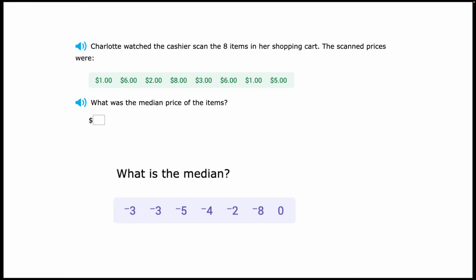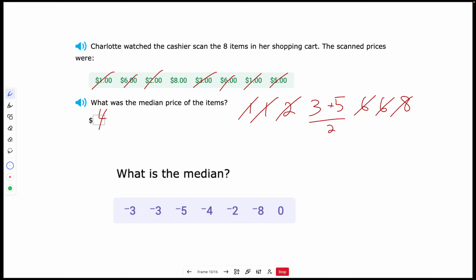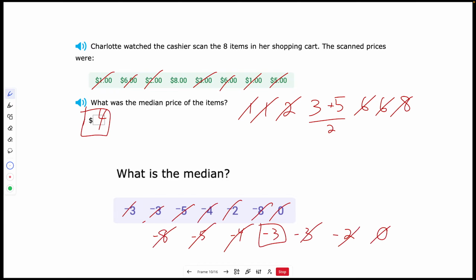Okay, now that you've had time to work these problems, let's check your solutions. For the first problem, here is the work. You should have ended up with an answer of $4. And for the second problem, here is the work with some negatives. You should have gotten -3 for your answer.